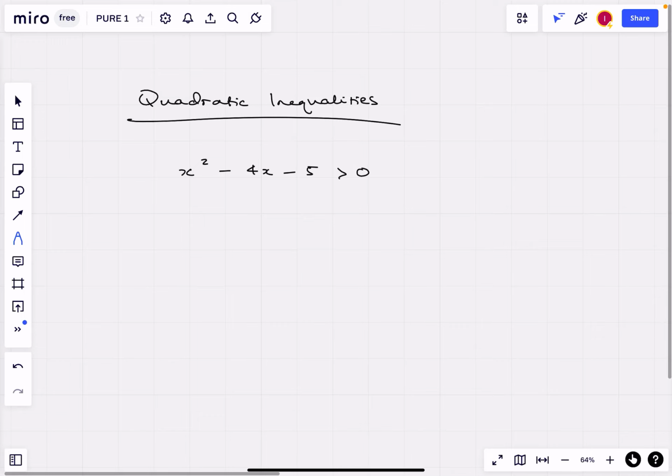Similar to linear inequalities with quadratics, you're going to treat the greater than or less than sign like it's 0. So in this case, let's say I were to rewrite it as 0, can you try and solve that for me, please? When you factorize, you should get x plus 1 in brackets, x minus 5 in brackets. That means x equals minus 1 and x equals 5.